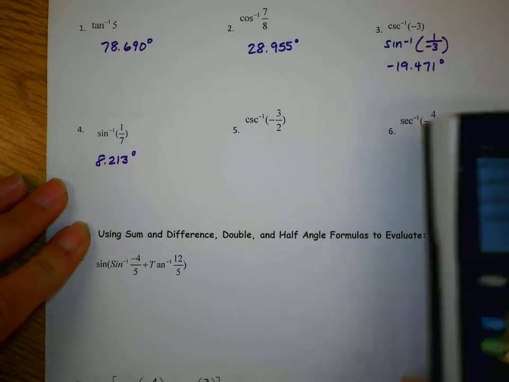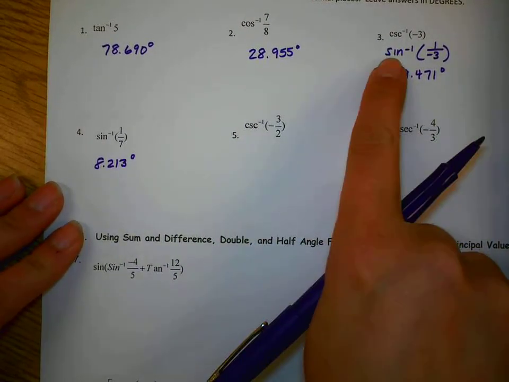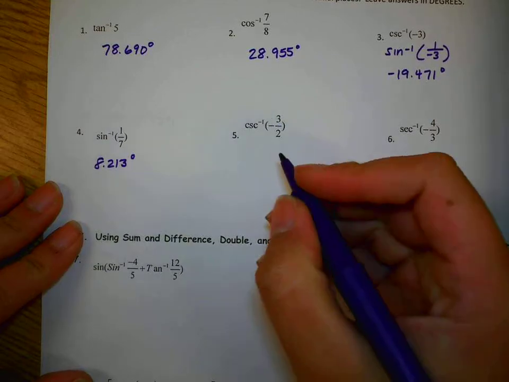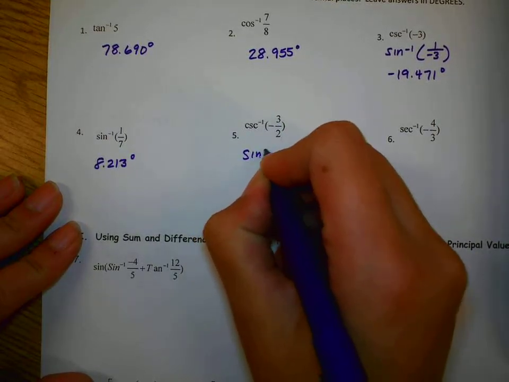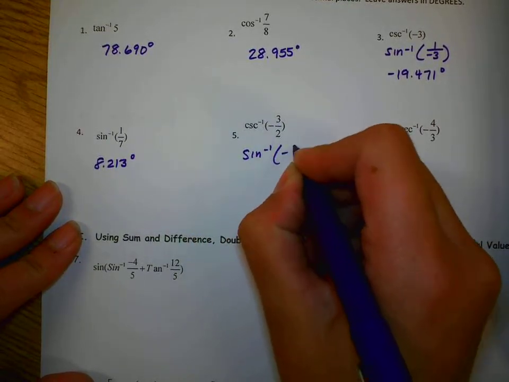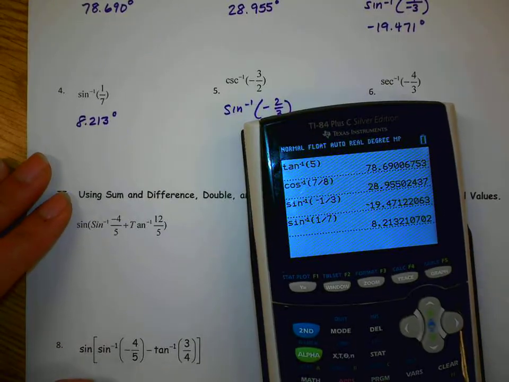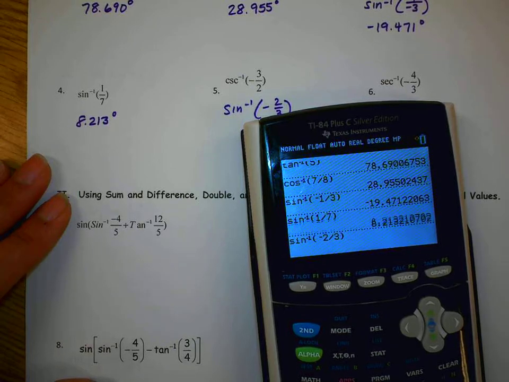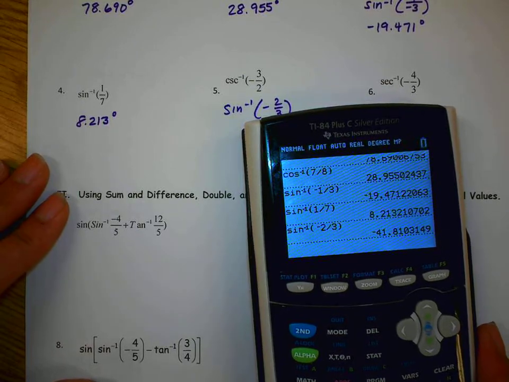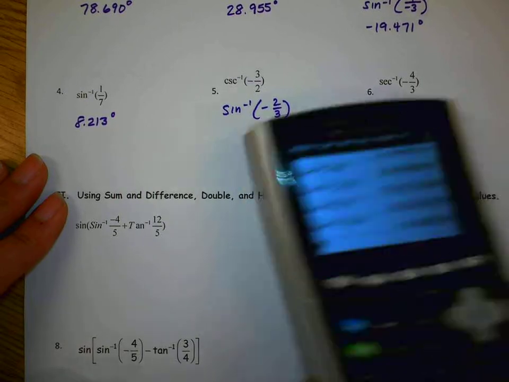Cosecant again is a reciprocal function, very similar to what we have for number 3. So we have to use inverse sine and take the reciprocal of the argument as well. We type that into our calculator. The answer is negative 41.810 degrees.